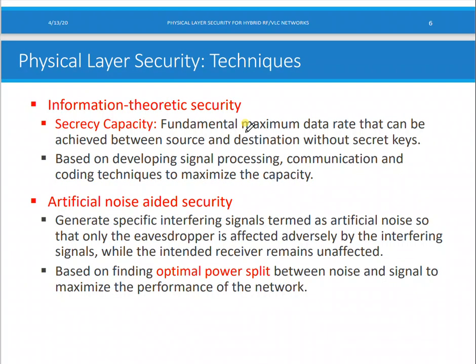طيب هلا إيش التكنيكس اللي ممكن نستعملها لل physical layer security. أولا we have the information theoretic security, so we have the secrecy capacity metric, a fundamental maximum data rate that can be achieved between source and destination without secret keys.